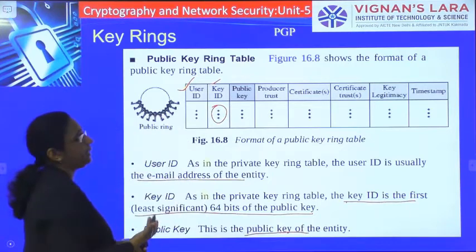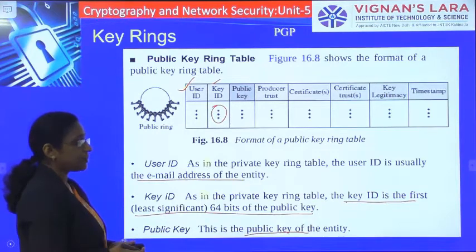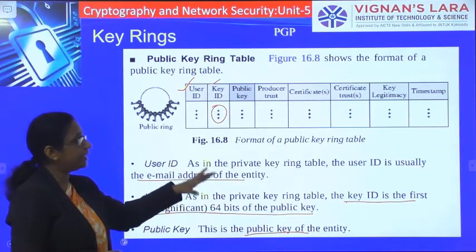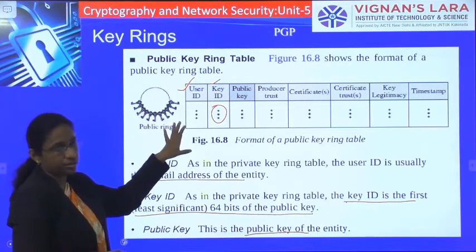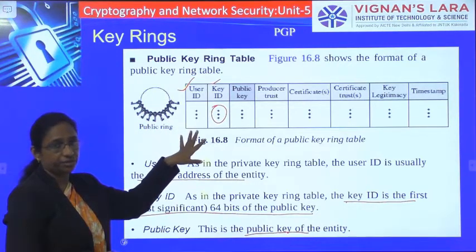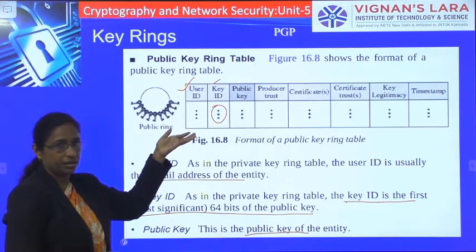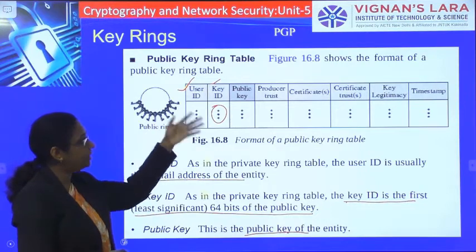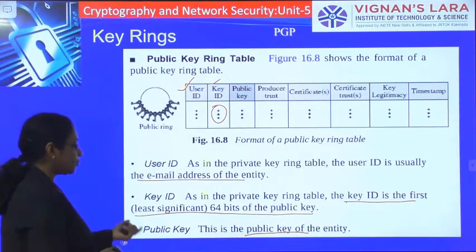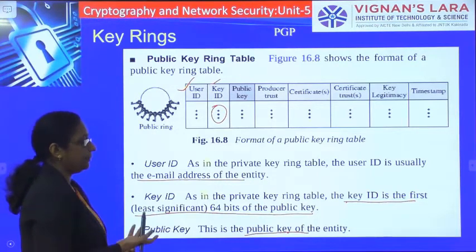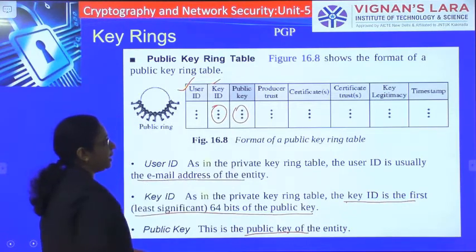Since the public key ring maintains information about the public key, along with the public key it also maintains some other information, like who the user is, what the certificate of that user is, and the time and date when the public key was generated. All this information is also stored. The public key of the entity will be stored in this field, public key.